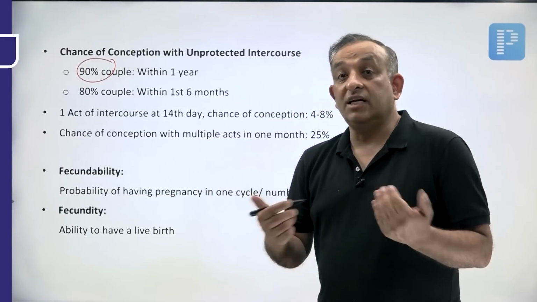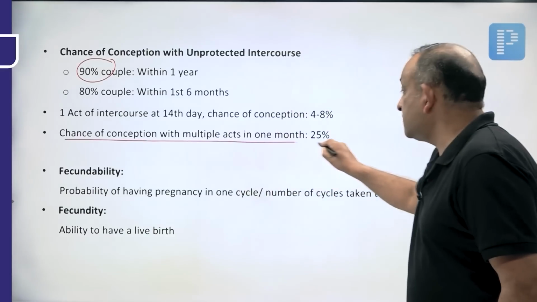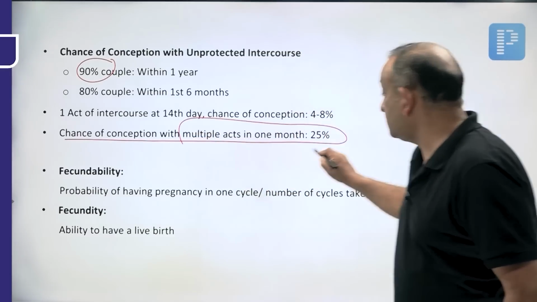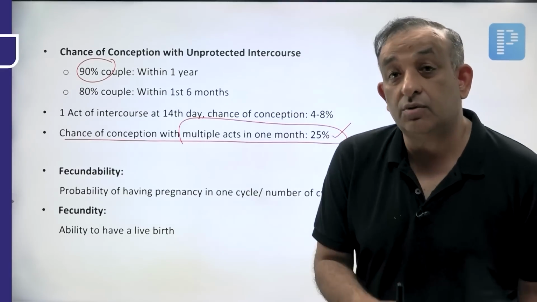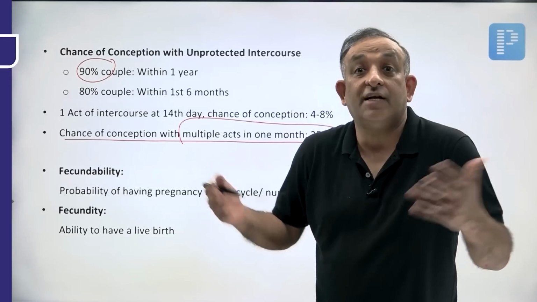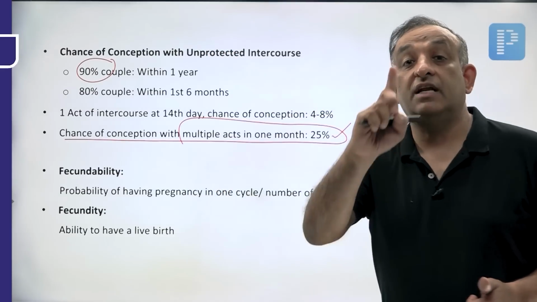Then if they have multiple exposures in 1 month, chance of conception with multiple acts in 1 month is 25%. So that's why if they have multiple intercourse in 1 month and they try even for 6 months, 80% couples will conceive. So that's how they came to this figure of waiting for 1 year.